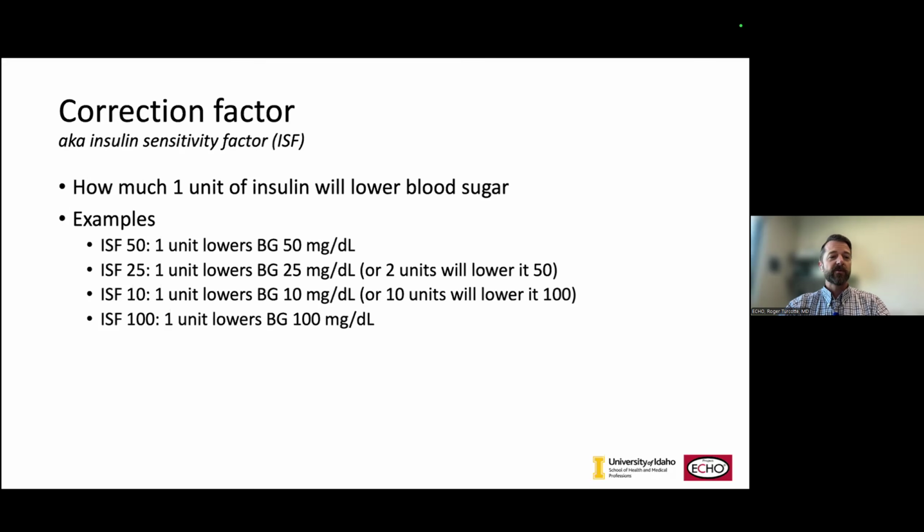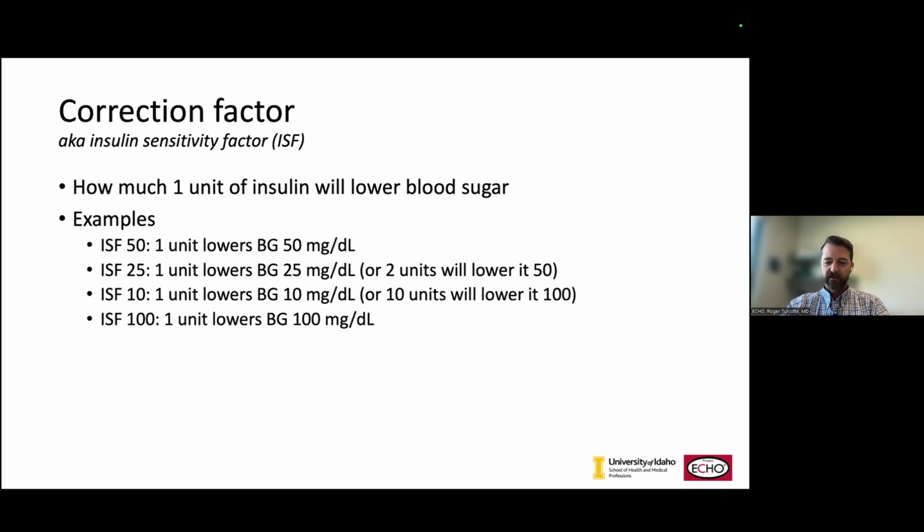So examples here, if the insulin sensitivity factor is 50, then we would expect 1 unit to lower their blood sugar by 50 points. If it's only 25, then it would lower their blood sugar 25 points. And another way you could say that is that 2 units would lower it by 50. The only reason I mention that is if you are familiar with sliding scales, that's often how they're structured, right?